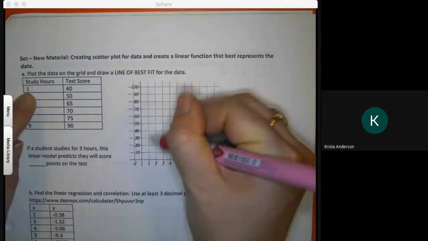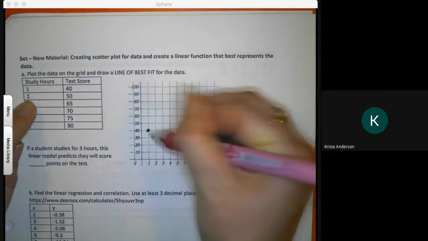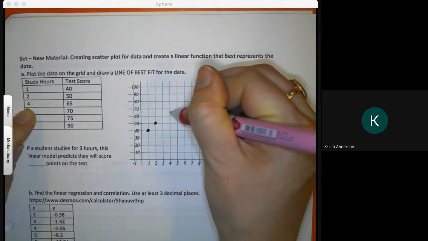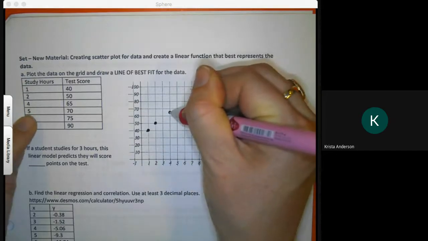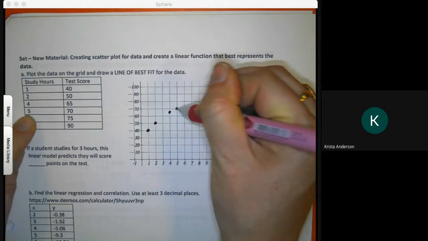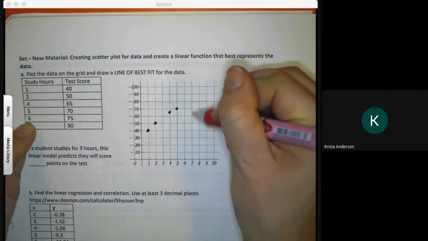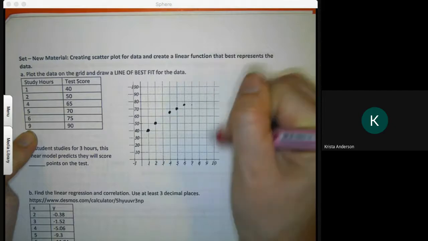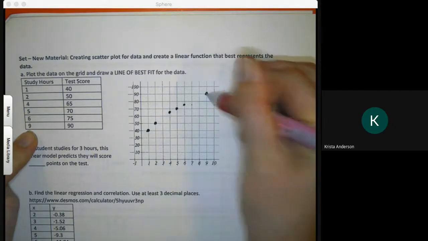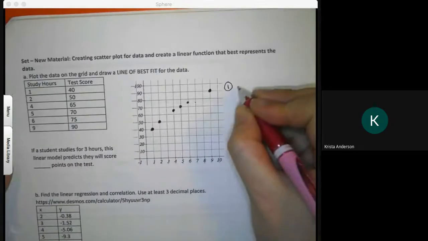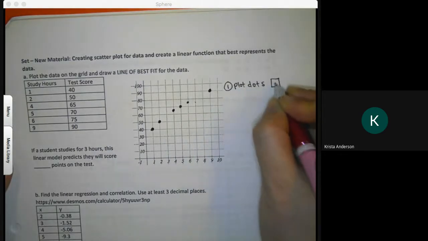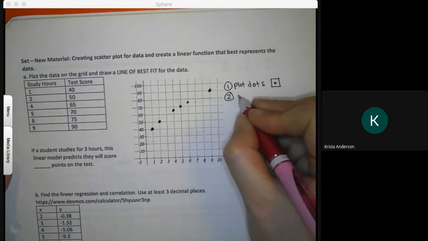So I have 1 is up 40. 2 is up 50. 4 is up 65. 5 is up 70. 6 is up 75. 9 is up 90. After I have clicked on all the dots, I will then draw a line of best fit.